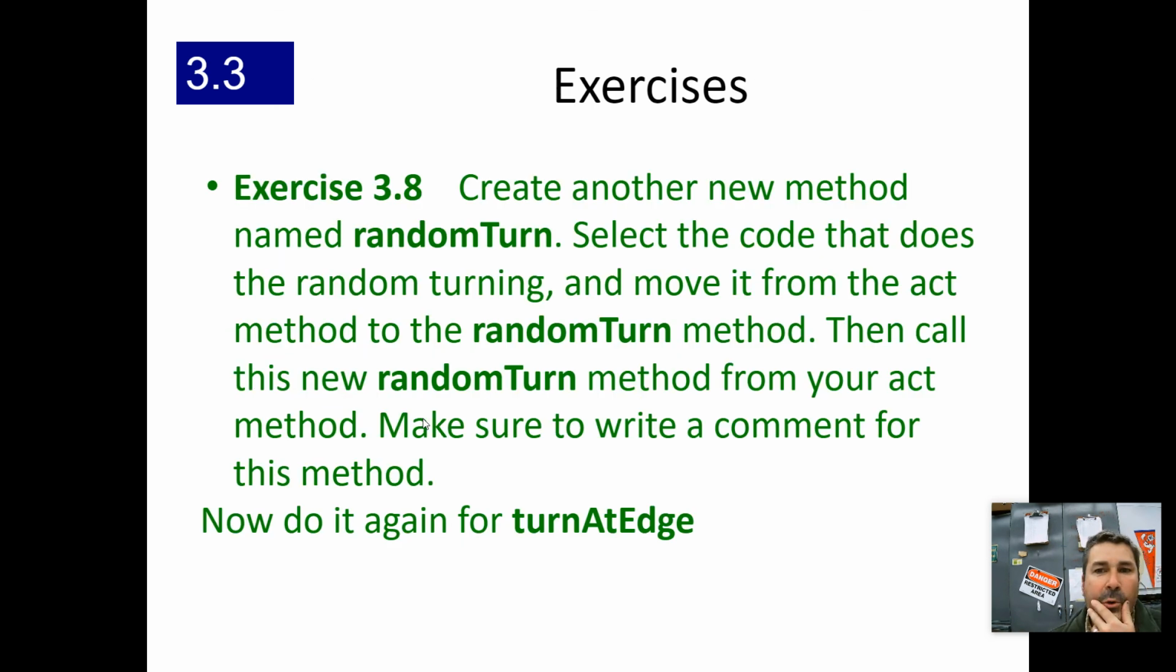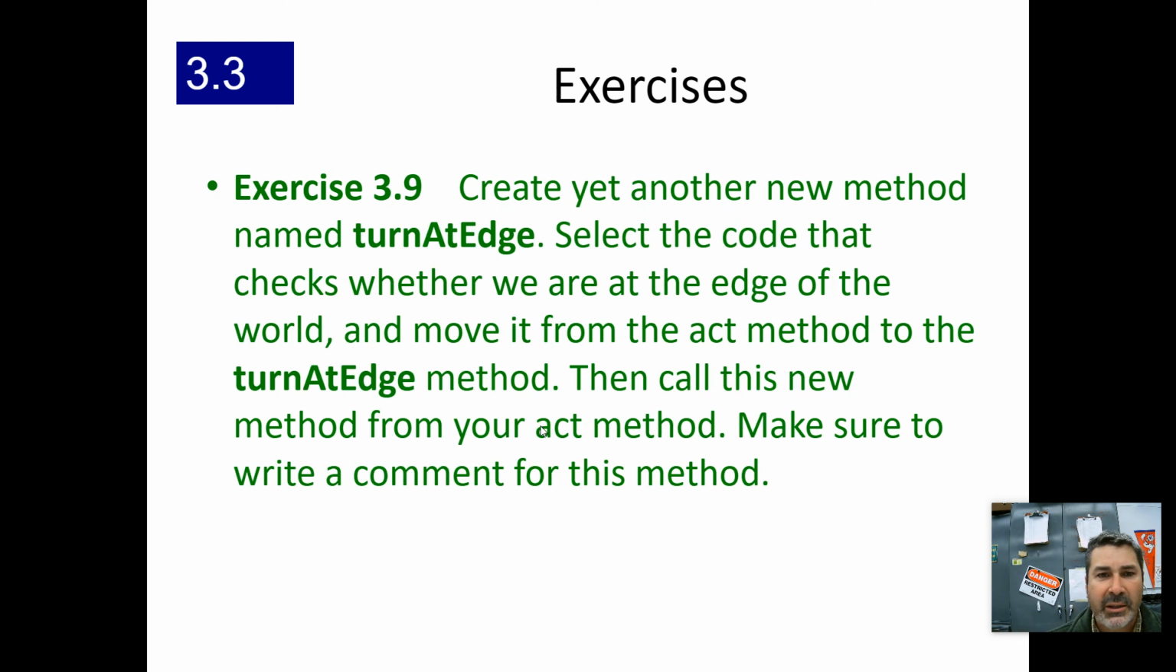All right, I want you to create another new method named random turn. Select the code that does the random turning and move it from the act method to the random turn method. Then call this new random turn method from the act method. Make sure to write a comment for this method. Now do it again for turn at edge. So we're going to make random turn and turn at edge method calls in the act method, and we're going to write separate methods for them down below, just like we just did.